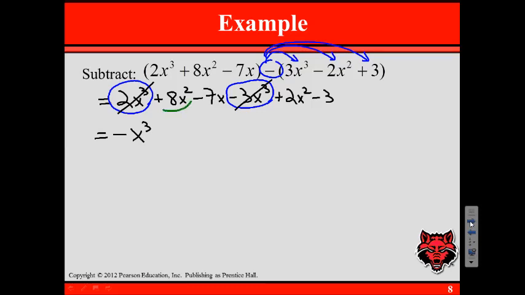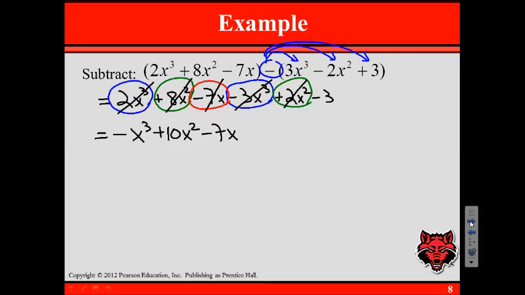The next term we have is 8x squared. Going through the problem, we find a 2x squared. 8 plus 2 is 10, so this becomes plus 10x squared. As we continue to go through the problem, we find a minus 7x. But there are no other terms with an x to the first power, so we just copy that minus 7x down to the next line.